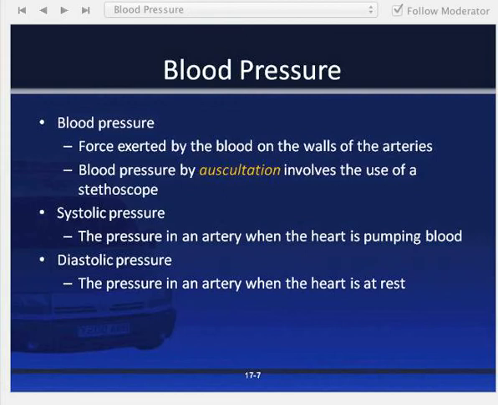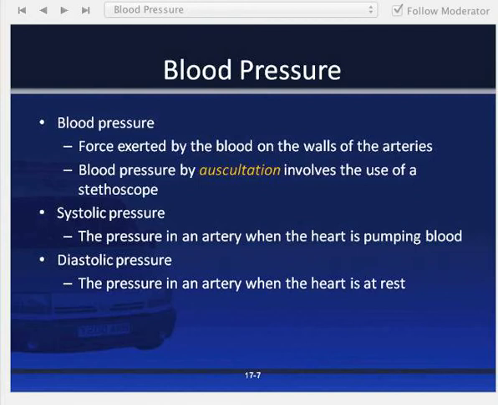As the pressure in the cuff continues to drop, a point is reached where sounds are no longer audible because the artery is no longer compressed. This is the diastolic pressure. Diastolic pressure is the pressure in an artery when the heart is at rest.